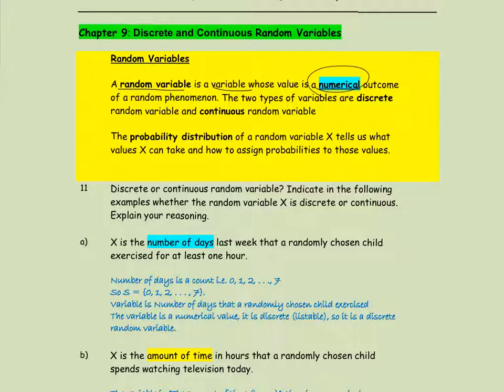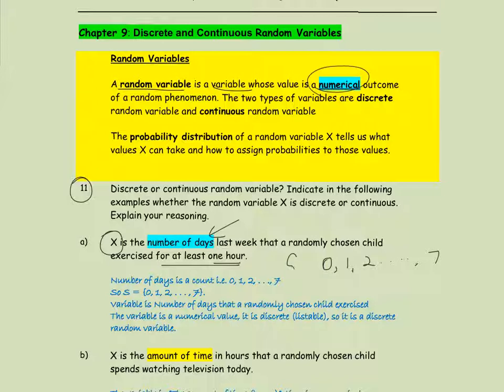So let's look at problem number 11. X is the number of days last week that a randomly chosen child exercised for at least 1 hour. So we are looking at X, the variable. We are counting the number of days, so it is numerical. Now the days that a child exercised at least 1 hour could be 0 days, 1 day, 2 days, so on up to 7 days, since we're only looking at the last week or 1 week. So you cannot exercise more than 7 days in a week.